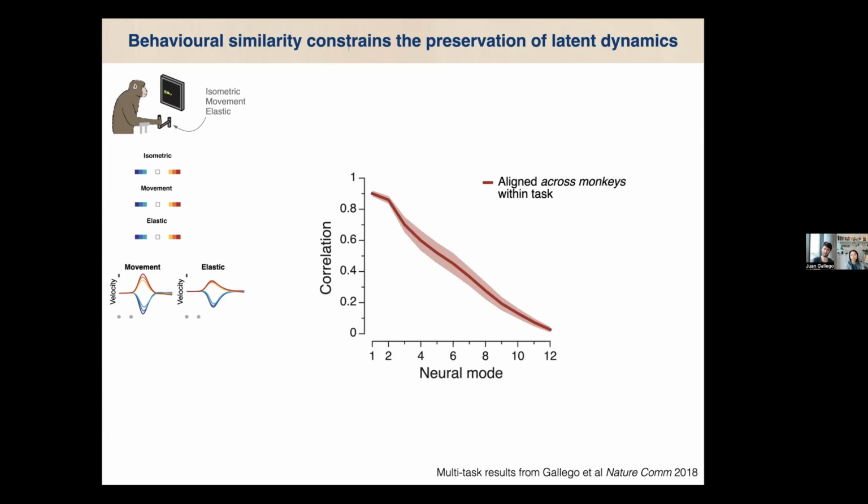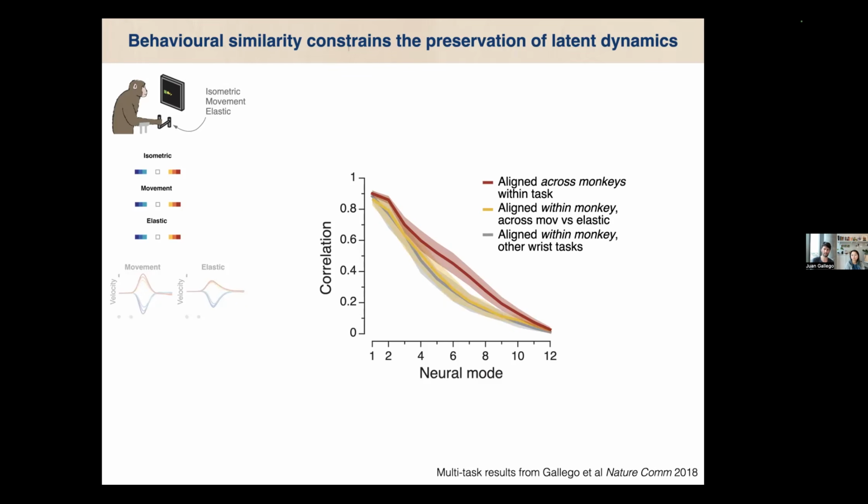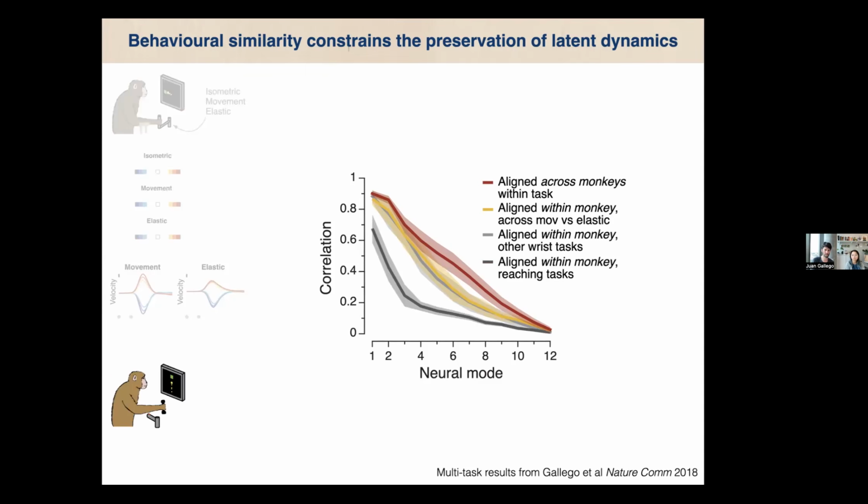So now we can see what happens to the latent dynamics if I compare, again, within monkey, within session, looking at the same sorted neurons from these 2 different tasks that are still very similar, right? So here you see the extent of preservation of latent dynamics across 2 different monkeys in the reaching task. And if you compare the latent dynamics within monkey between the movement and elastic tasks, they are slightly more different than they were across monkeys doing the same task. The same was true for all the wrist tasks, and even for another series of reaching and grasping tasks that we looked at in this paper.